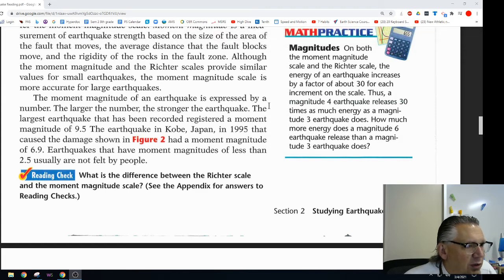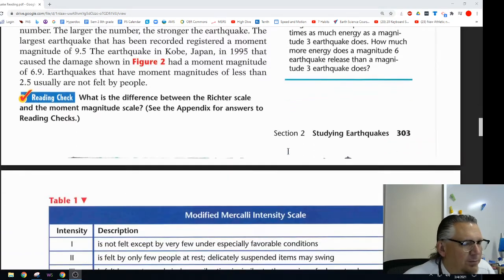The moment magnitude of an earthquake is expressed by a number. The larger the number, the stronger the earthquake. The largest earthquake that has been recorded registered a moment magnitude of 9.5. The earthquake in Kobe, Japan in 1995 that caused the damage shown in Figure 2 had a moment magnitude of 6.9. Earthquakes that have a moment magnitude of less than 2.5 usually are not felt by people.